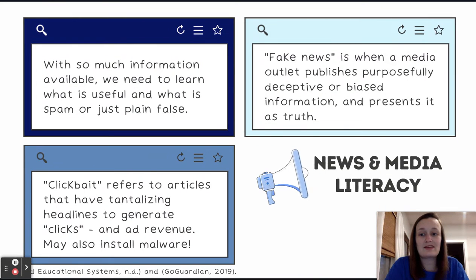Clickbait is a big thing. It's come up in recent years. These are articles with very interesting, tantalizing headlines, and the whole purpose is to get you to click on it for either ad revenue or to install malware on your computer. Either way, it's usually a waste of your time. There's also fake news. Media outlets will sometimes purposely publish deceptive or biased information and present it as truth. It's important to find reputable news sources, and that's something we have to teach students.